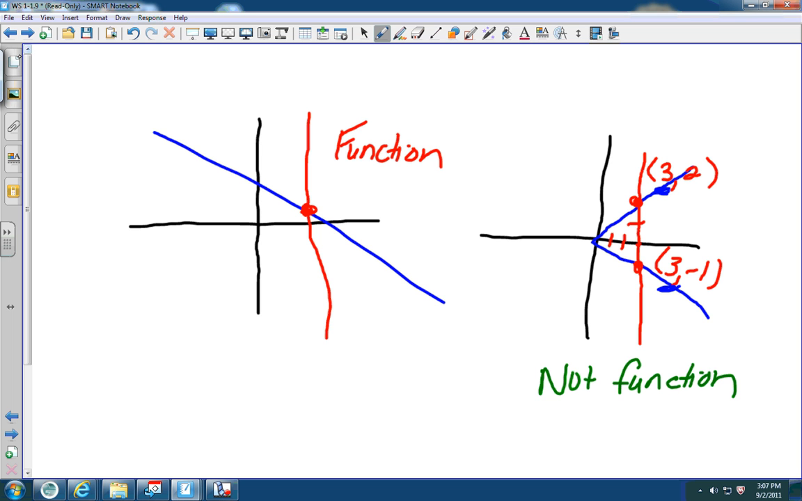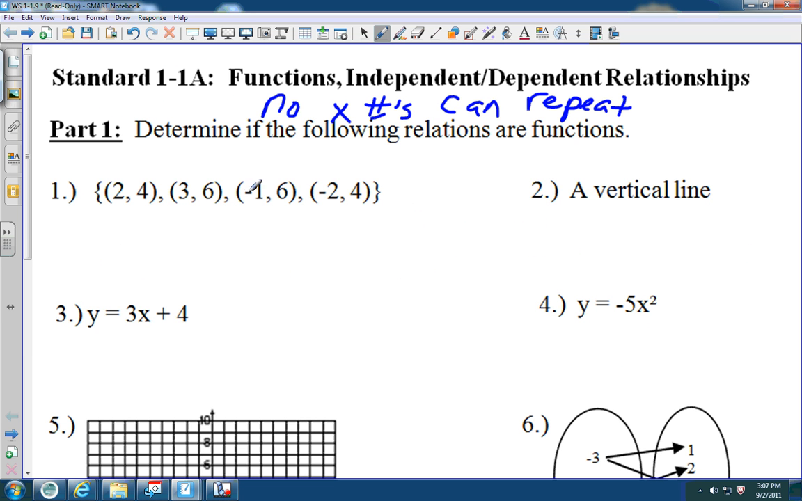Okay? So now if I go back, take a minute, pause the video, and try and answer the first 4. Well, on number 1, I'll underline all my x's. Do any of those numbers repeat? No, they are not. So yes, this is a function. Okay? Next on number 2. Number 2 is a vertical line. That means it goes up and down. Well, I just said if we draw the vertical line and it touches in more than one spot, then it's not a function. Well, if it is a vertical line, it's going to touch in every spot. So it is not a function.